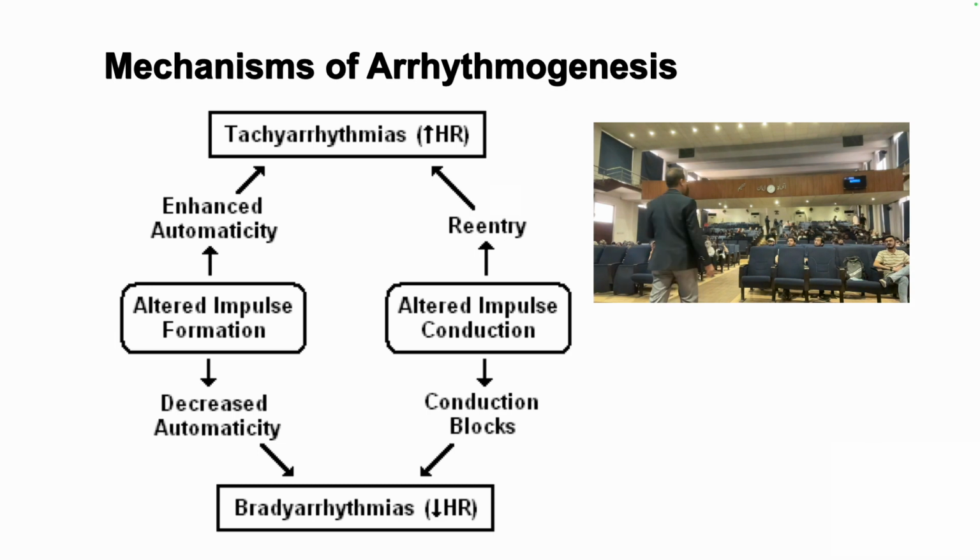What are the basic properties of the cardiac muscles? What are the properties of cardiac tissue? Automaticity, rhythmicity. These are two basic properties. So you can have enhanced or decreased automaticity. There is re-entry, or there are blocks in the conduction, which can produce various types of arrhythmias. You can have tachyarrhythmias, you can have bradyarrhythmias.